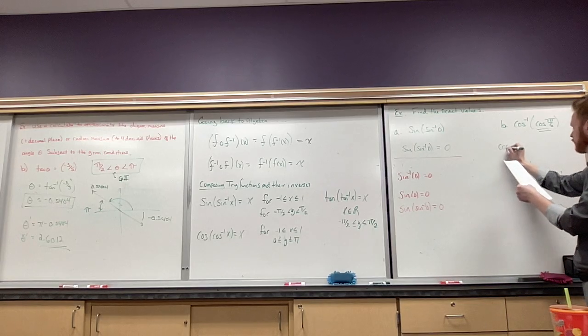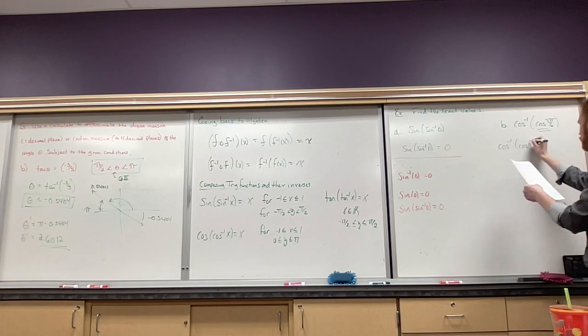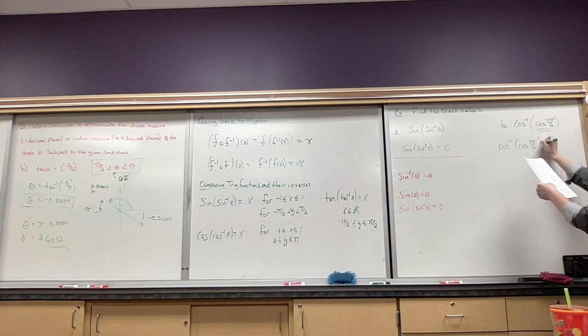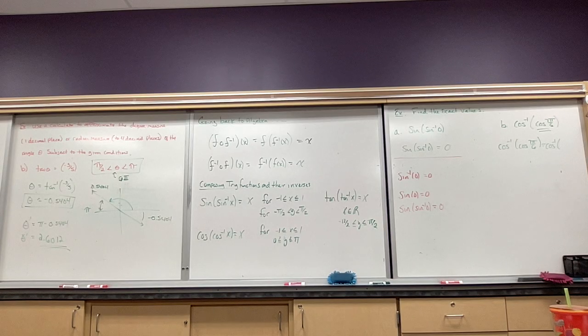So cosine inverse of cosine of 7 pi over 6 is equal to inverse of cosine. Now, 7 pi over 6. Let's think about where that is. So that would be in quadrant 3. The reference angle is pi over 6, and cosine at pi over 6 is square root of 3 over 2. Because we're in quadrant 3, it is negative. Okay. I'm out of space, I'll put underneath it.